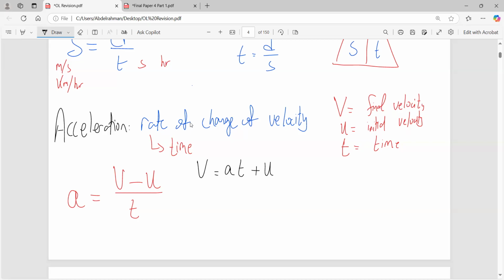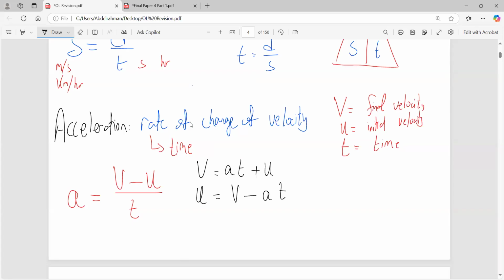Sometimes, in some lesser known questions, you will be required to find the initial velocity. You have the final velocity, the acceleration and the time, but you need to find the initial velocity. With some math, we move the u, bring back the v. So u will be equal to v minus at. That's if you need to find the initial velocity.